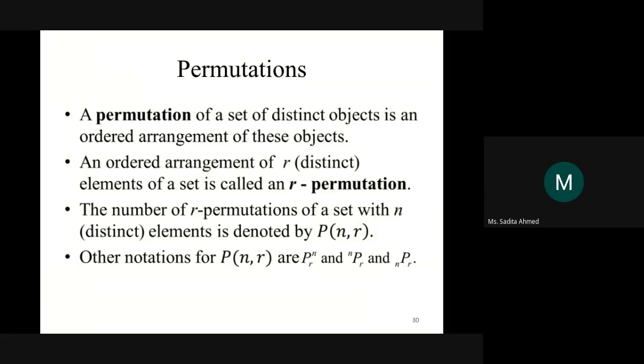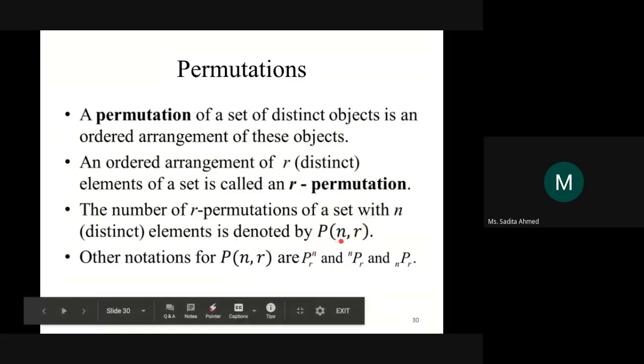And what is an r-permutation? An ordered arrangement of r distinct elements from a set. All right, an ordered arrangement of r distinct elements of a set is an r-permutation. And every new arrangement that you make among these r elements would give you a new permutation. All right, so all possible r-permutations from a set that contains n distinct elements would be denoted in this manner, P(n, r). So we are counting r-permutations from a set that contains n distinct objects.